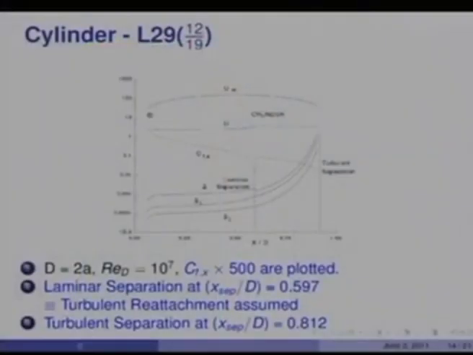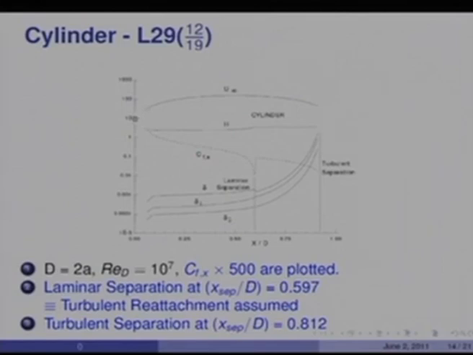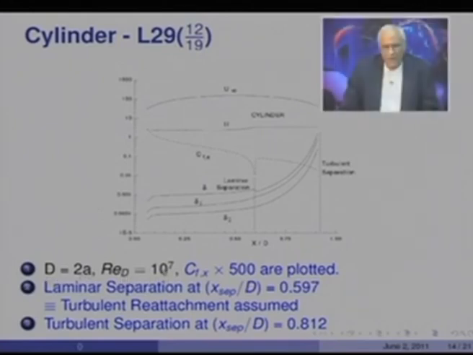Now, let us look at flow over a cylinder. So, you can see now the free stream velocity variation is like this. This is the forward stagnation point somewhere here, where the velocity would be 0 of course, but on a log scale you will not see 0, and then it accelerates till the top of the cylinder and then decelerates as you go along here. So, in other words, 2a is the diameter, then the Reynolds number based on diameter is 10⁷, and again I have plotted values of Cfx multiplied by 500.